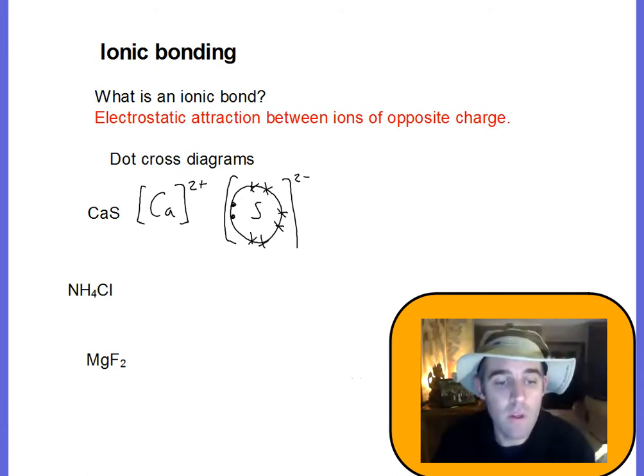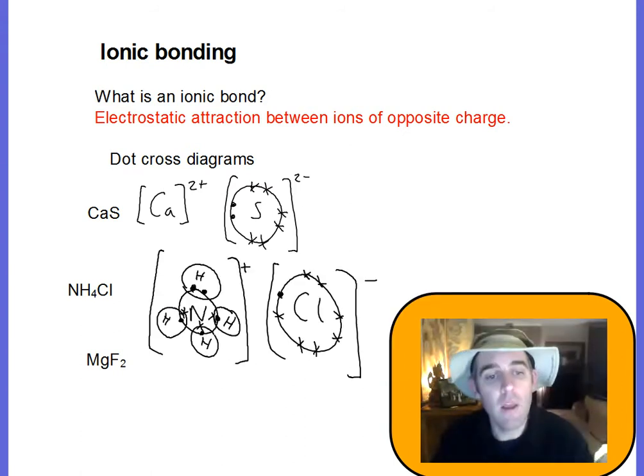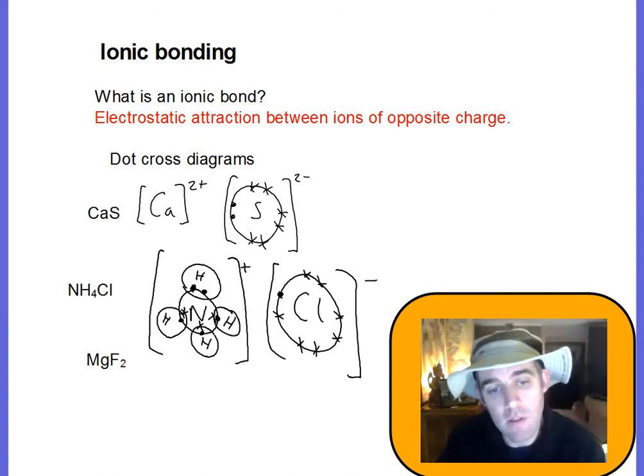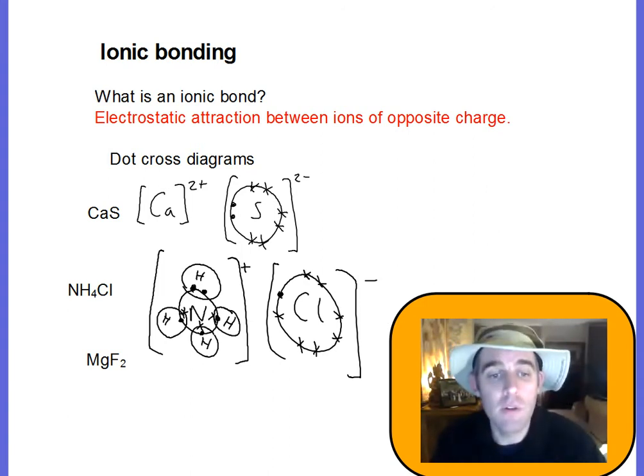Okay, another one similar to this is ammonium chloride, another ionic compound. Here we can see the ammonium ion. Notice here's a dative bond. 2 electrons here. Both these electrons have come from the nitrogen to make a dative bond to the hydrogen. It's got a plus charge overall, and it's attracted to the chloride ion. The chlorine starts off with 7 electrons in its outer shell. It gains 1 to make the chloride ion. Positive and negative attract each other.